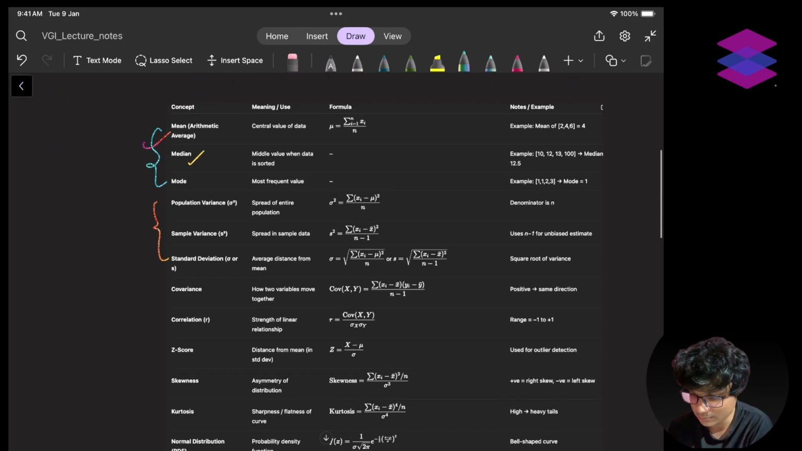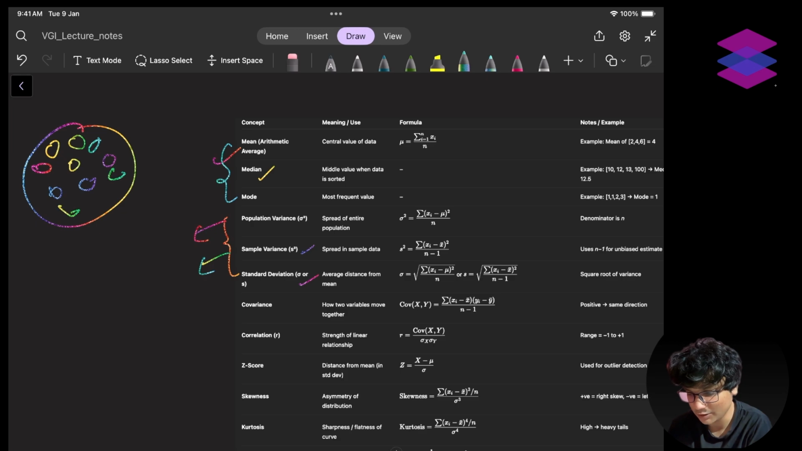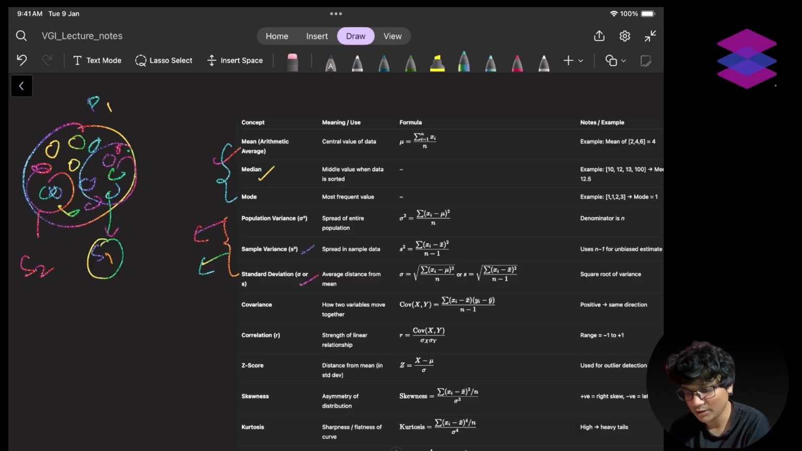Then there is something called population variance, sample variance, and standard deviation. Population variance is when you want to find out the variance of the population data, okay. Similarly, suppose you have a population data, and I give you some sample data, let's say sample 1, sample 2, okay. And I want to find out whether this sample belongs to this population data or not. So what will you find out?